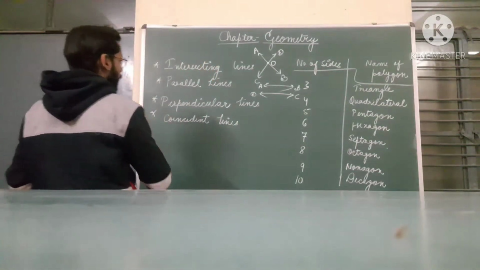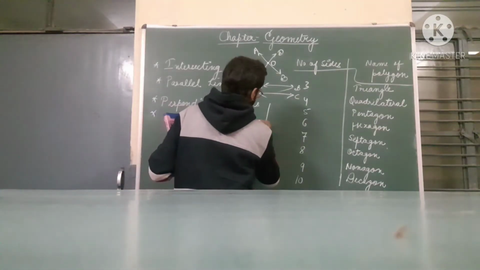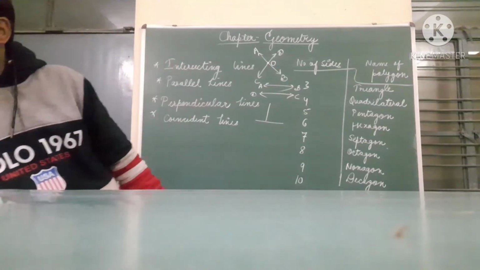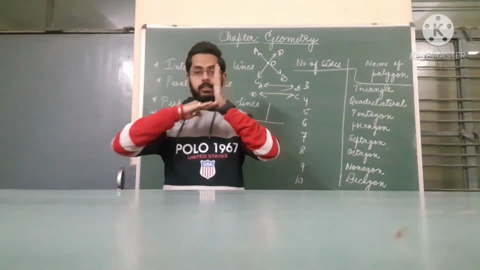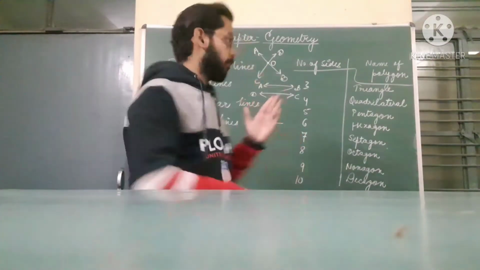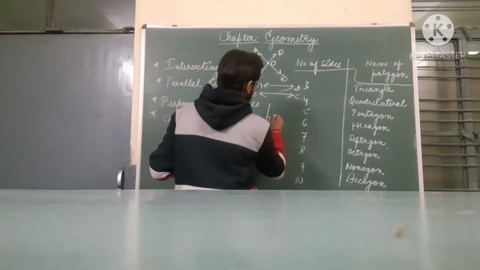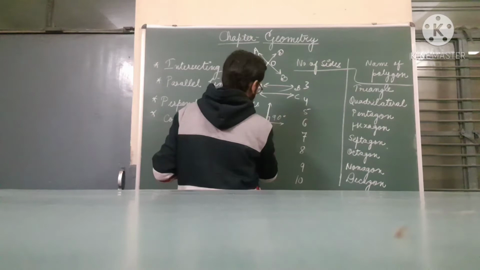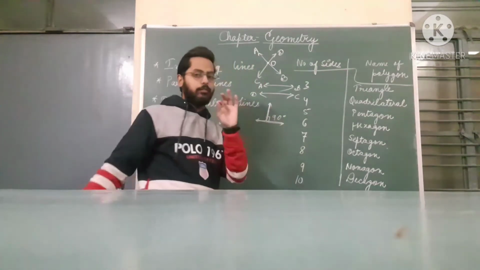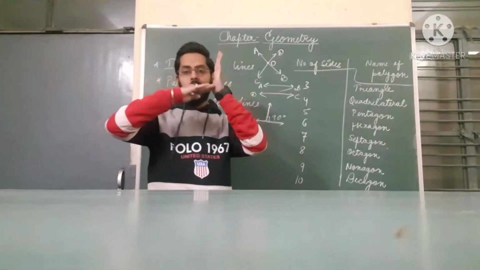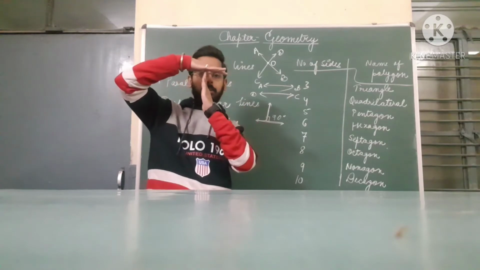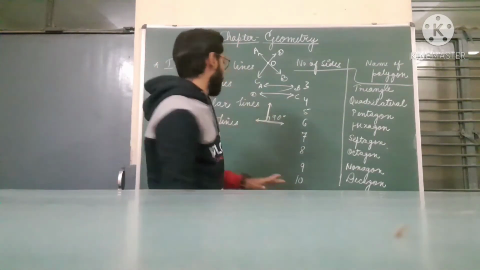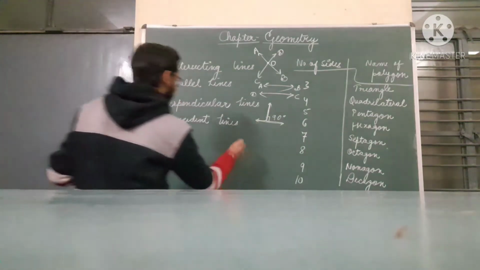Now next is perpendicular lines. Perpendicular lines means lines which make a 90 degree angle, like this. This is the perpendicular, which makes a 90 degree angle, like this and like this. So you have to remember, students, that if the lines are like this, perpendicular means it will make an angle of 90 degrees. That is called the perpendicular line.